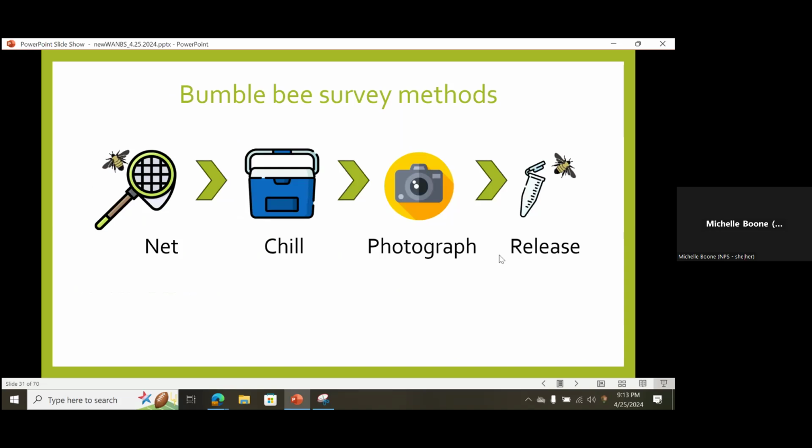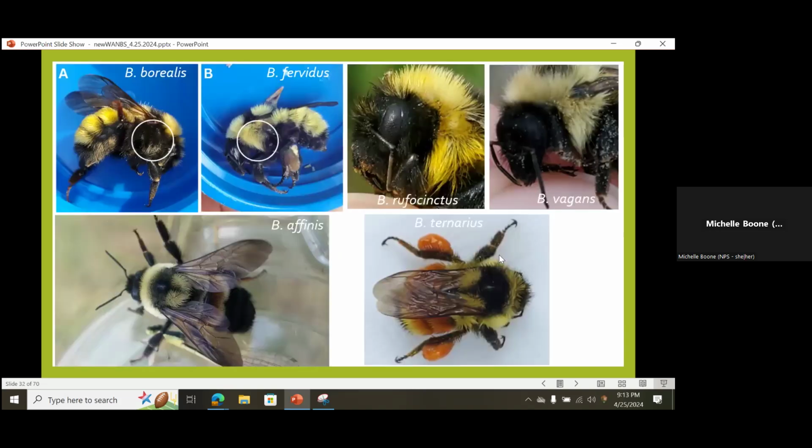For our methods, they're pretty simple. We walked our transect, we netted, chilled, photographed, released. And we did have to take pretty detailed photos. Actually, in Minnesota and the Twin Cities, a lot of lethal bee sampling is restricted because of rusty patch bumblebees. So we weren't allowed to do any lethal sampling. So we had to make sure that we were getting pictures, depending on the species, of, I call it the armpit, but it's kind of just the side of the thorax. Sometimes the face was important.